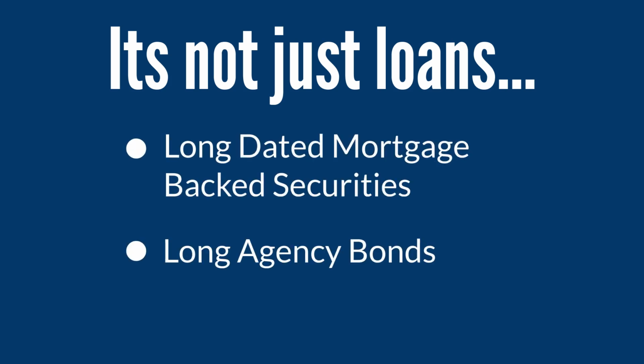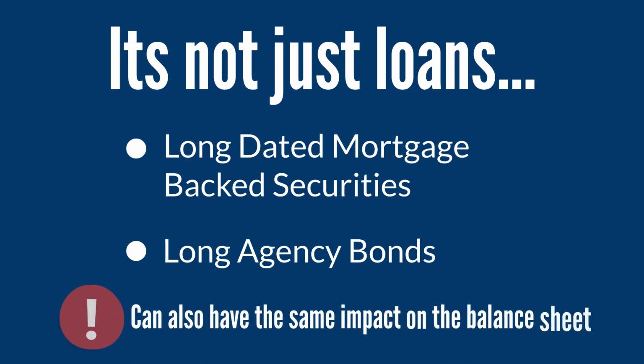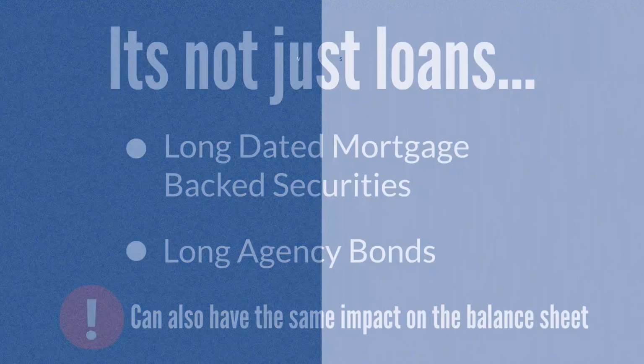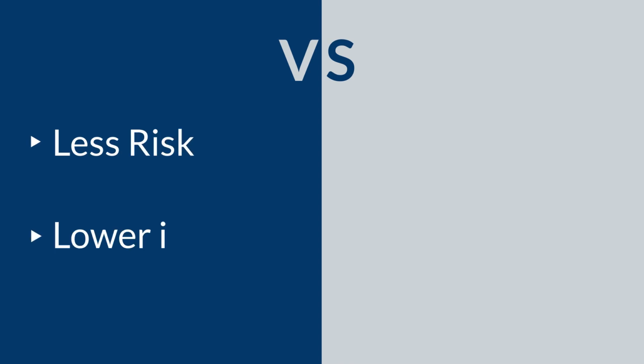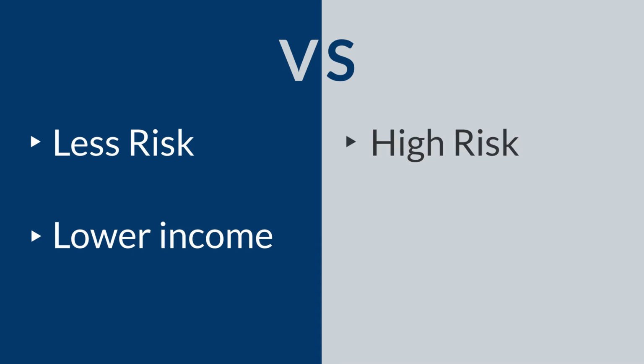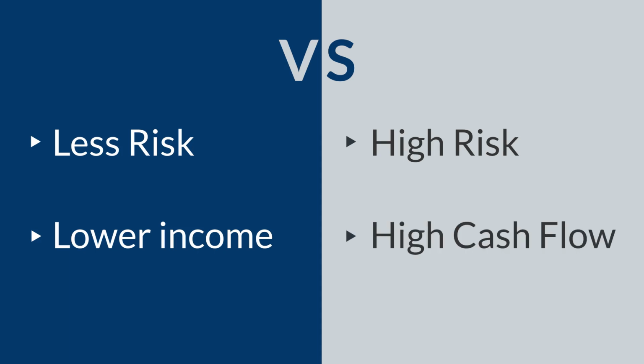Longer-term investments, such as long-dated agency bonds or mortgage-backed securities, also carry the same risk and will significantly impact the net economic value calculations. So again, we are at the common decision that many credit unions have to face. Less risk with a shorter-term asset that provides lower income, or take on more risk with a longer-term asset that can provide a higher cash flow.